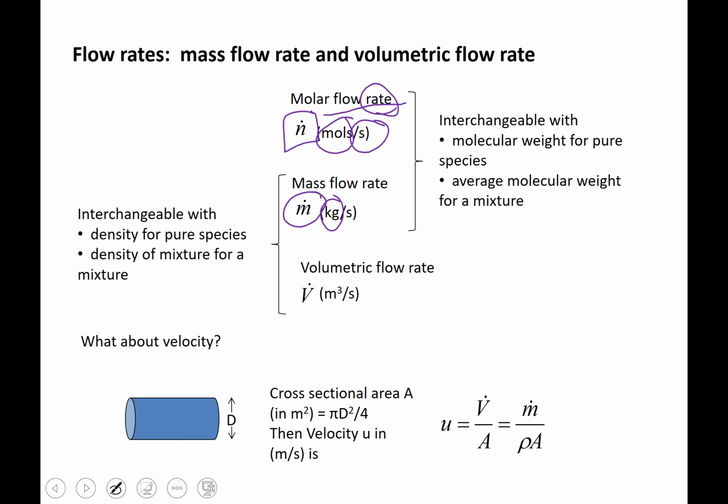Mass flow rate would be kilograms per second and has an m dot. And note the dot, we put the dot on top because it's a rate. Anything that has a seconds or time in the denominator of the units can have a dot on top. Okay, so the volumetric flow rate is volume per second, and it has a v dot.